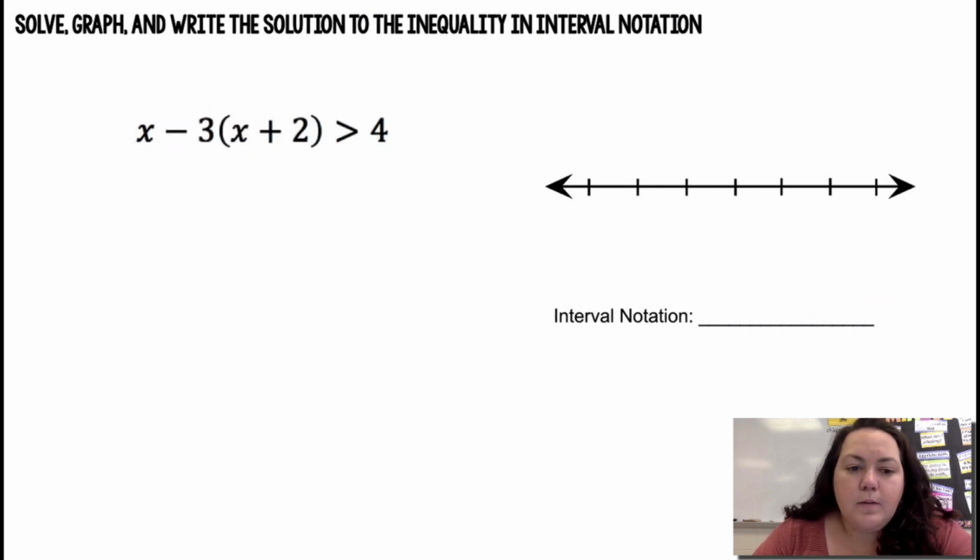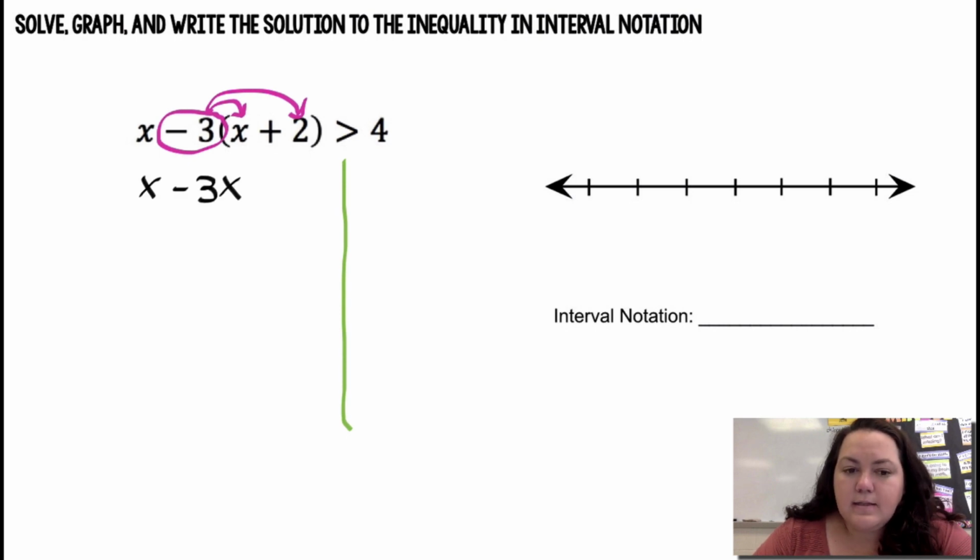All right, the next one. I have to distribute that negative 3 this time, because there's something in front of it. So I'm going to distribute the negative 3. That's going to give me x minus 3x minus 6 is greater than 4. I can combine like terms. I have a 1x minus 3x. That gives me negative 2x minus 6 is greater than 4.